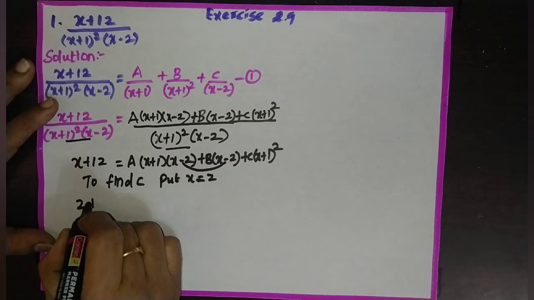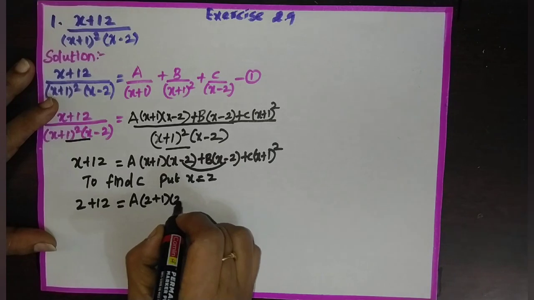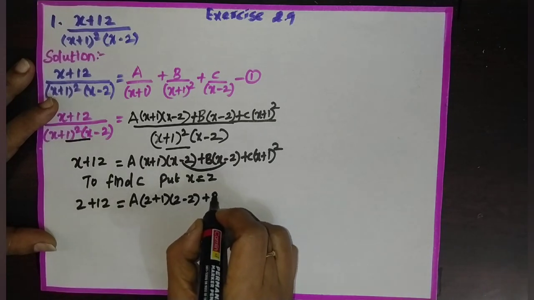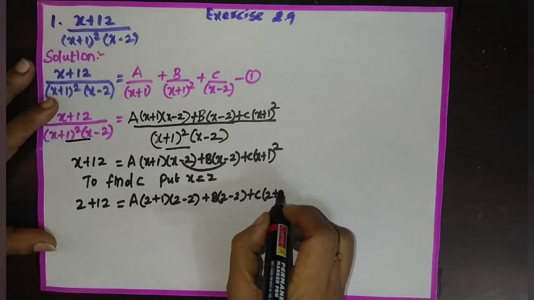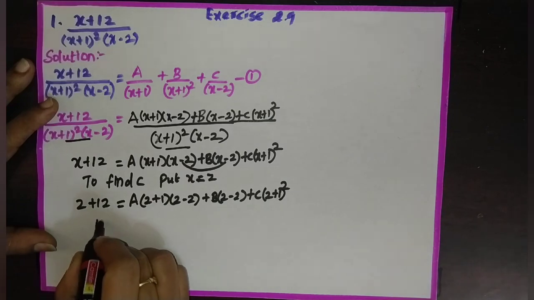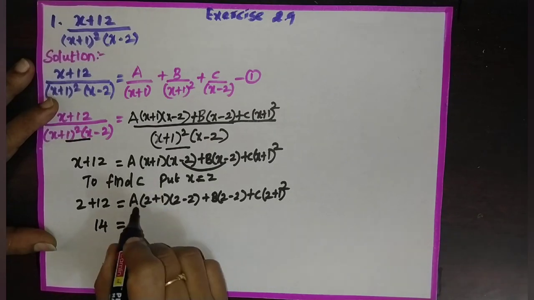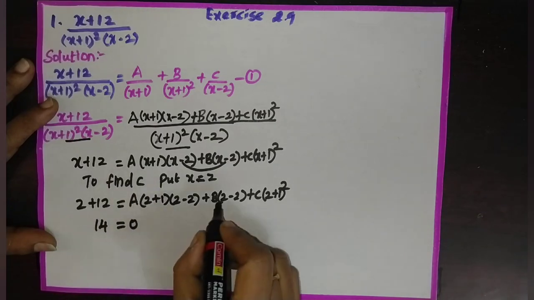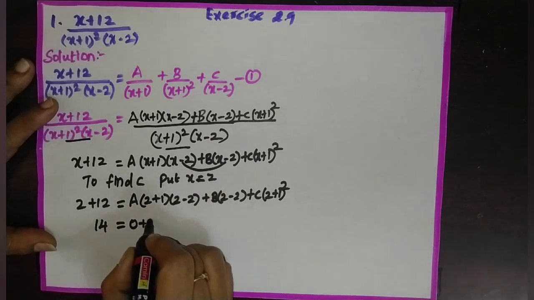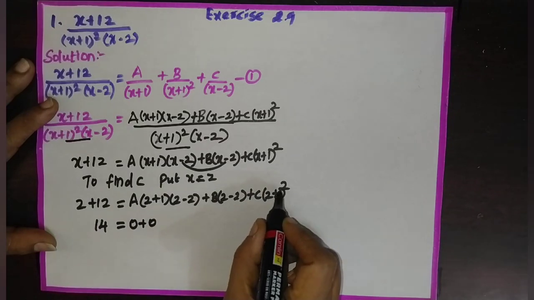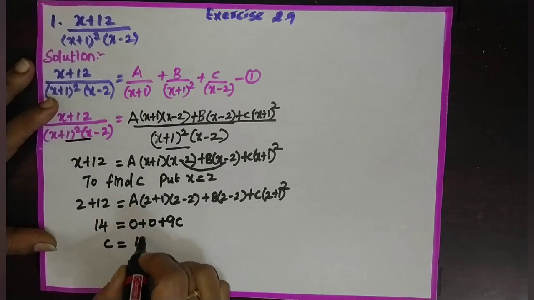So, 2 plus 12 equal to a into 2 plus 1 into 2 minus 2 plus b into 2 minus 2 plus c into 2 plus 1 the whole square. 2 plus 12 is 14 equal to 2 minus 2 is 0. 0 into a into 2 plus 1 is 0. b into 2 minus 2, 0. 0 into b also 0. 2 plus 1 is 3. 3 square is 9. So we'll get 9c. So the value of c is 14 by 9.